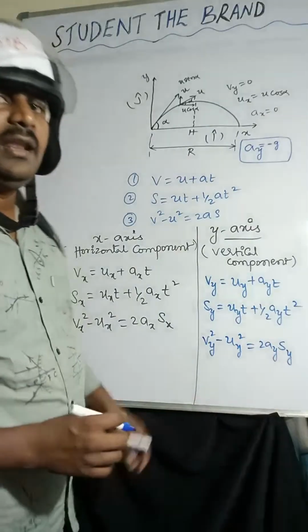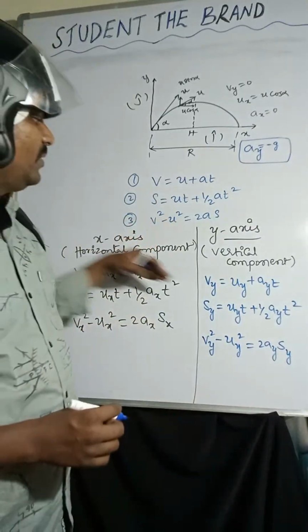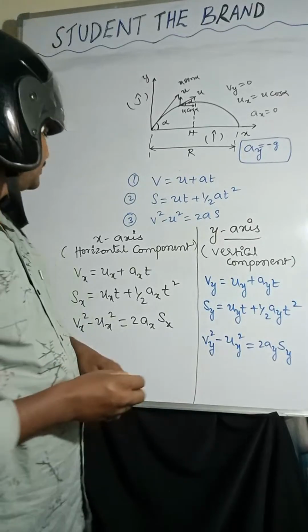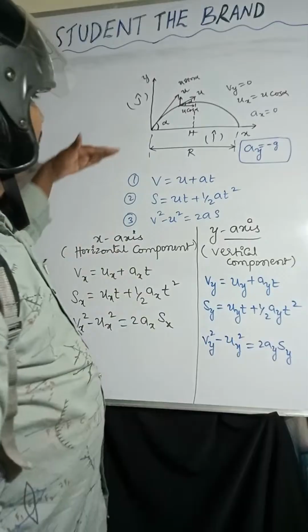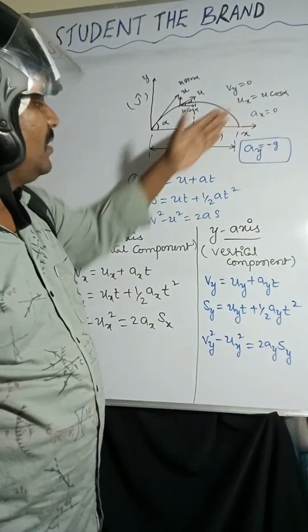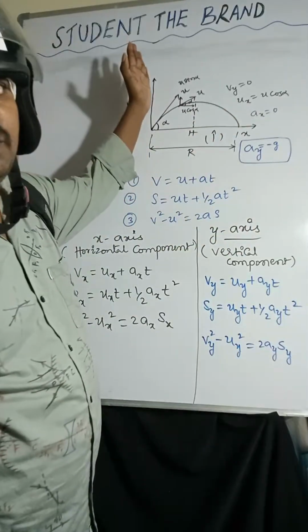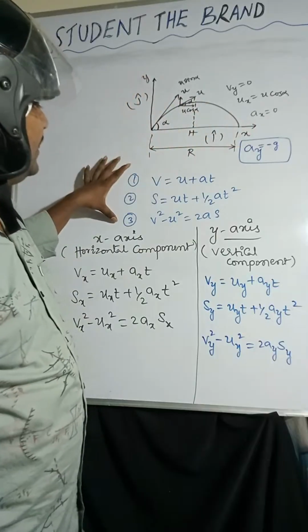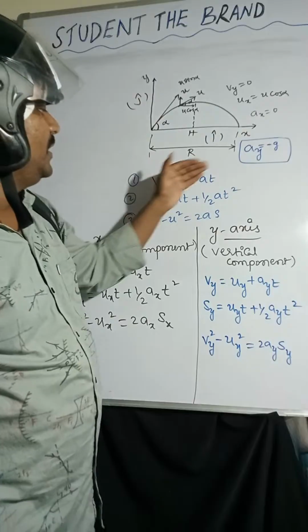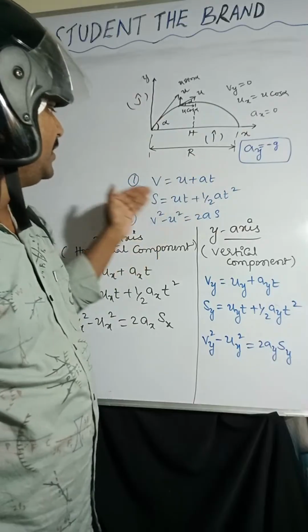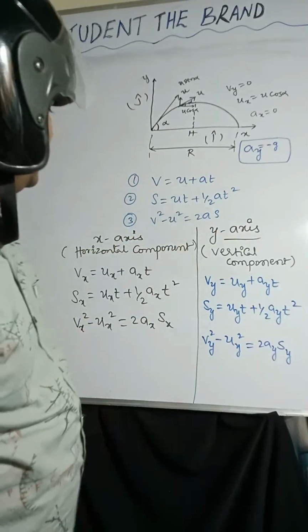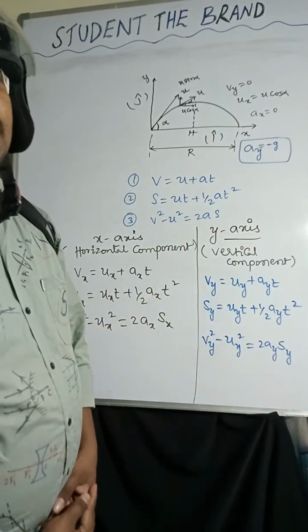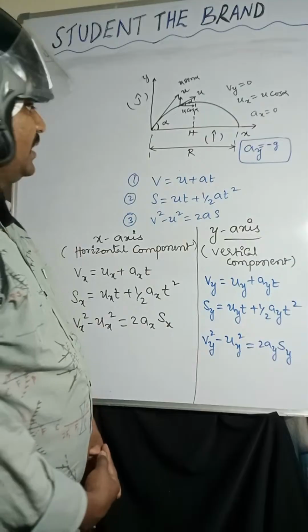So along the x-axis and along the y-axis we can write the components like this. The x-axis is called the horizontal component, and the y-axis is called the vertical component. These are the equations of motion: v equal to u plus at, s equal to ut plus half at square, v square minus u square equal to 2as. I hope it is very clear to you all.